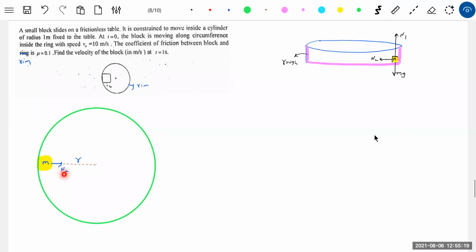That N2 is what I'm showing. N1 will be out of the plane. Mg will be into the plane. Cannot be shown. And it is given velocity V0 here now. How should the friction act? Tangential to the rim on the block. This surface is smooth. The rim is rough.